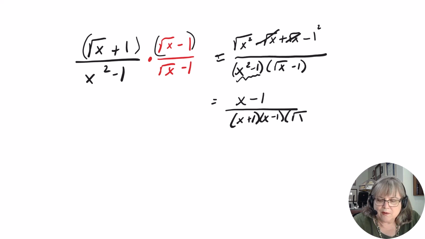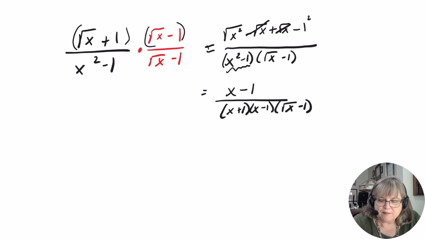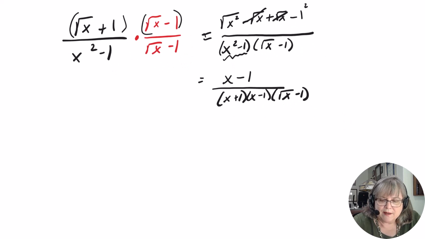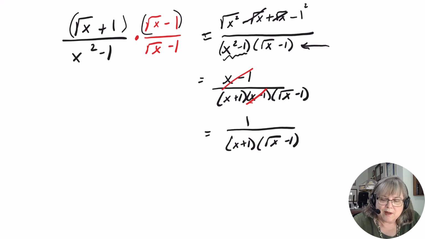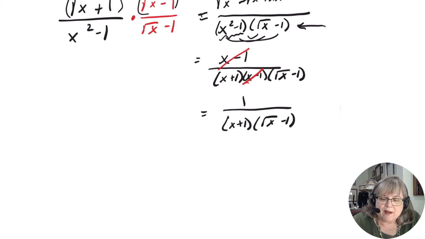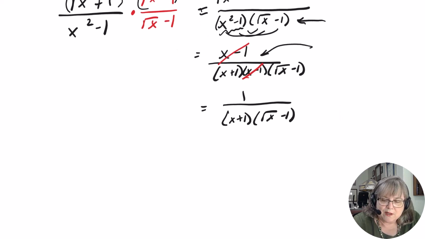And we had the square root of x minus 1. And this x minus 1 cancels out this x minus 1. And you're left with 1 in the numerator, x plus 1, square root of x minus 1. So it's a good thing we did not multiply this all out. It did have a little bit of a reduction, and this is as simple as we can get.